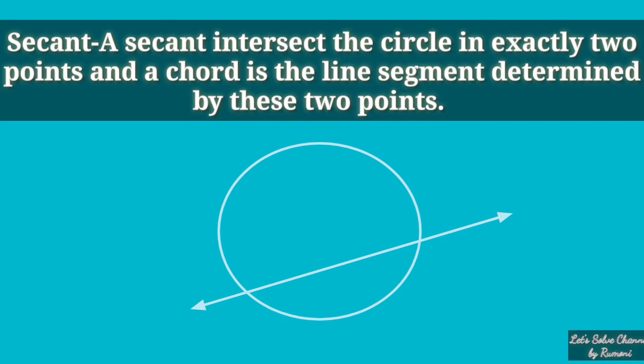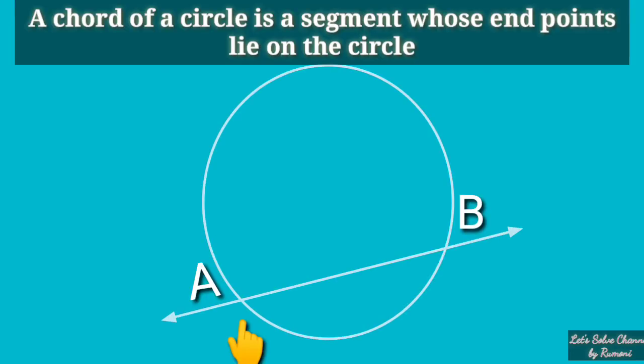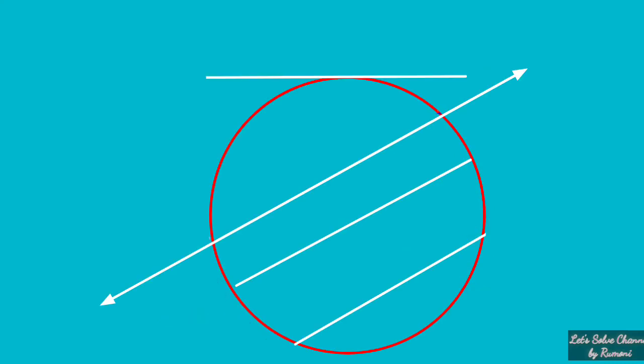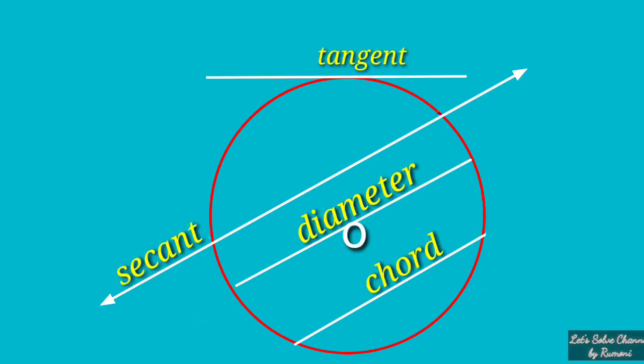A secant intersects the circle in exactly 2 points, and a chord is the line segment determined by these 2 points. So students, a chord of a circle is a segment whose end points lie on the circle. I hope you have understood tangent, diameter, chord, secant. So now let us proceed.